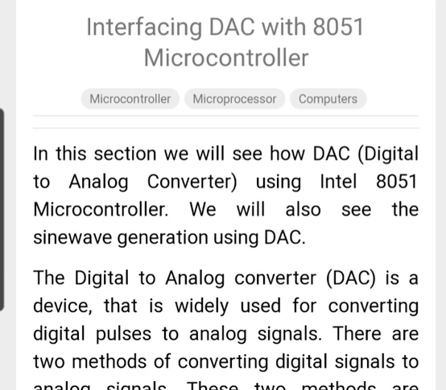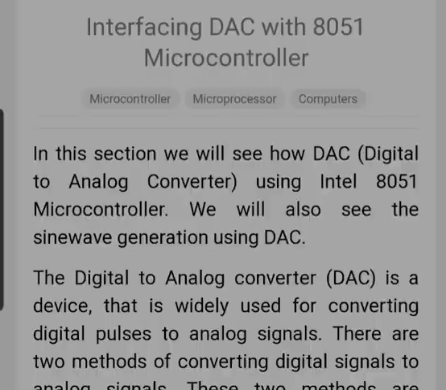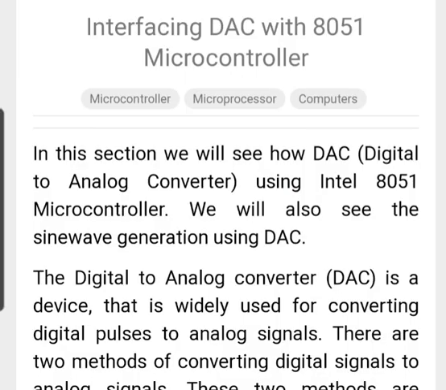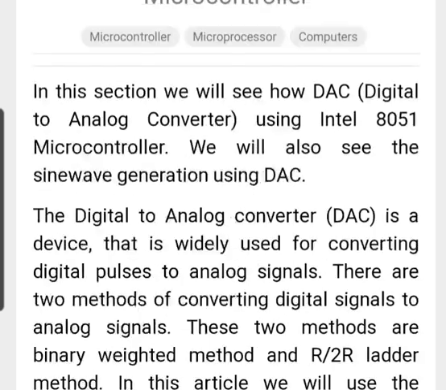So the digital to analog converter, that is DAC, is a device which is widely used for converting digital pulses to analog signals. There are two methods of converting digital signal to analog signals.